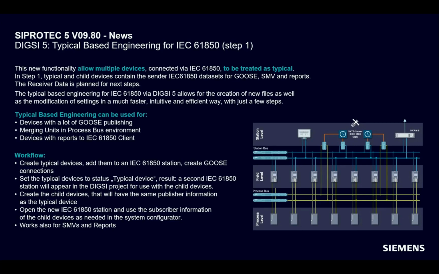The typical-based engineering for IEC 61850 via DIGSI 5 allows for the creation of new files as well as the modification of settings in a much faster, intuitive, and efficient way, with just a few steps as presented in our workflow. Typical-based engineering can be used, for example, for devices with a lot of GOOSEs publishing, merging units in process bus environment, and devices with reports to IEC 61850 clients.